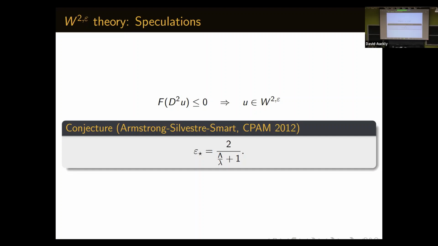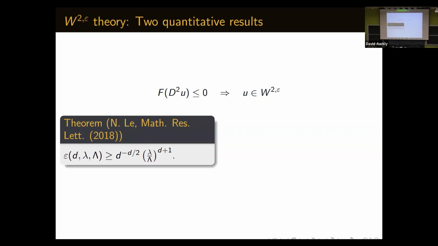And so this has become a major conjecture since then. And so many works followed this conjecture. To start with, we have the work of Nonlinear in 2018, where he managed to improve the decay in terms of the ellipticity ratio and the dimension, which before was an exponential decay. And now we know it's a polynomial decay with respect to the ellipticity ratio.